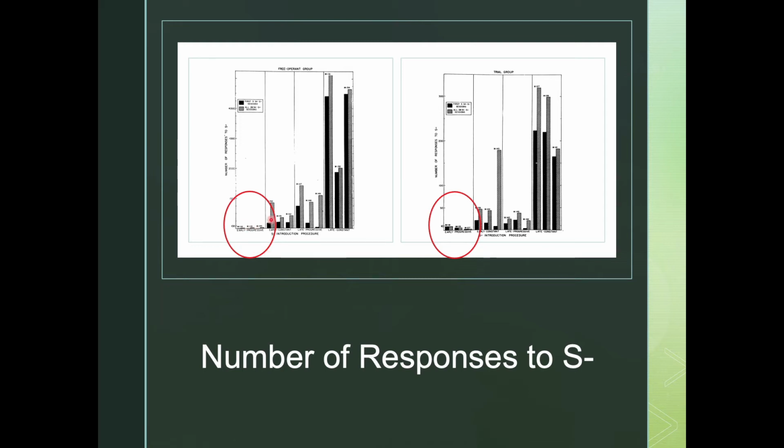Okay. You do see also a few responses to the S minus during the early constant and the late progressive, particularly relative to the late constant. So the takeaway there, I think, would be that this procedure of gradually introducing the S minus early, but still in this gradual fashion, produced the best outcomes.